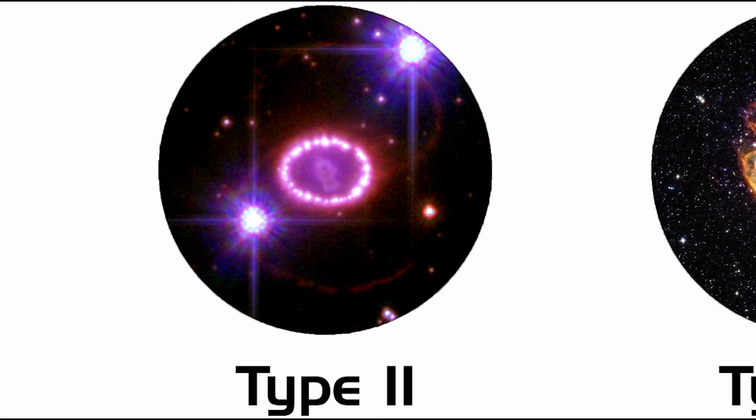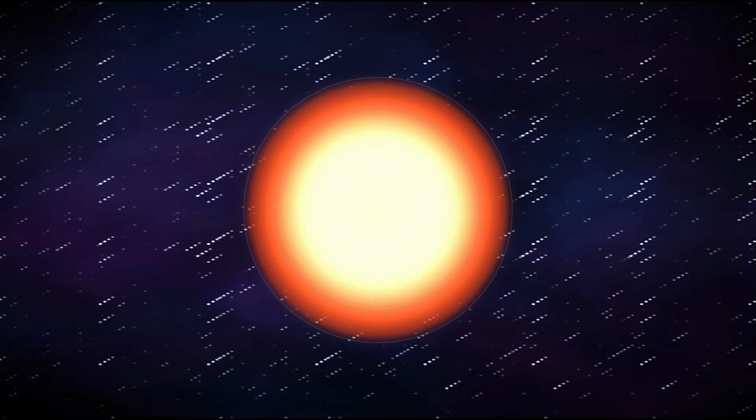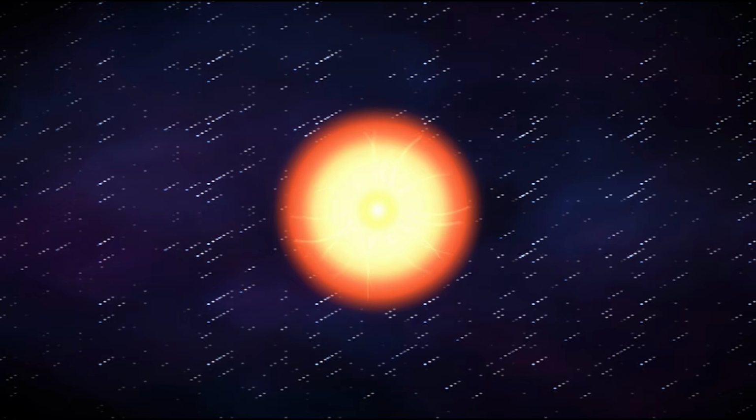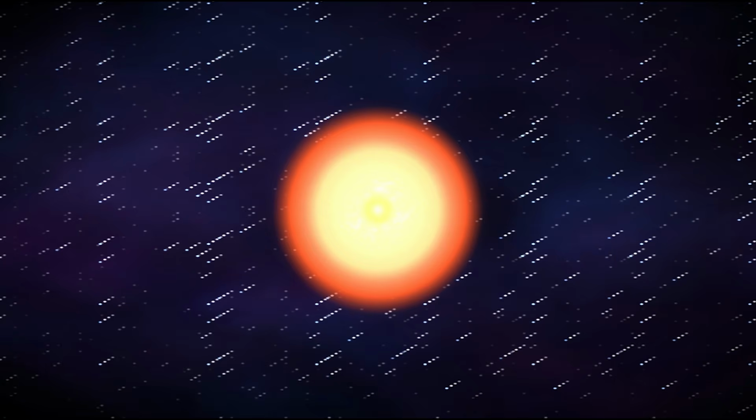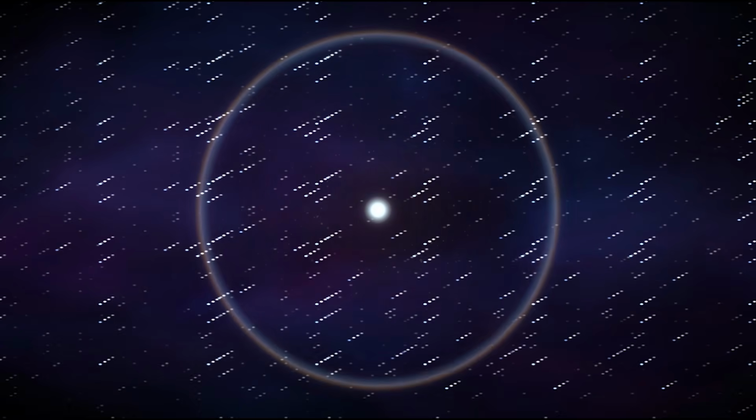Type 2. This is the classic and most common way a massive star dies. A Type 2 supernova occurs when a star, more than about 8 times the mass of our Sun, runs out of fuel. Its iron core can no longer produce energy, so it collapses catastrophically under its own immense gravity. The core collapses into an ultra-dense object, launching a shock wave.